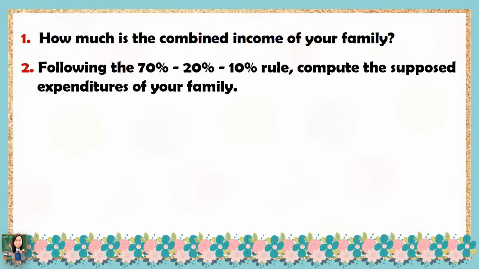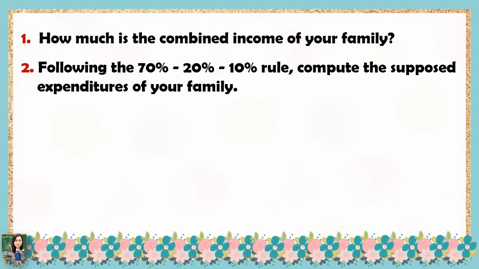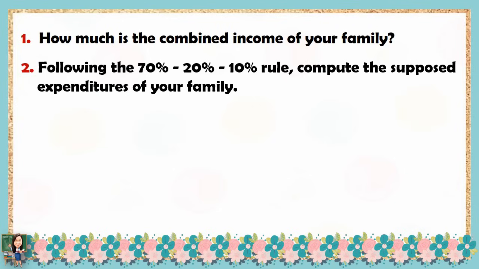Number 2. Following the 70%, 20%, and 10% rule, compute the supposed expenditures of your family. For example, the combined income of your family is 50,000. 70% of 50,000 is 35,000 pesos. Then 20% of 50,000 is 10,000 pesos. Then 10% of 50,000 pesos is 5,000 pesos.